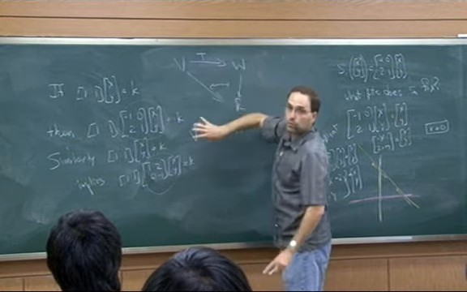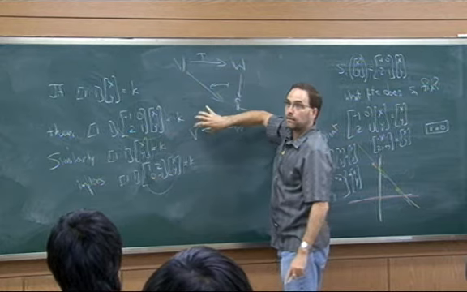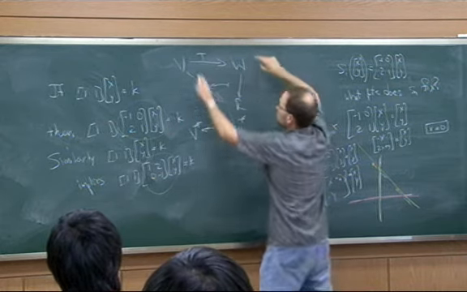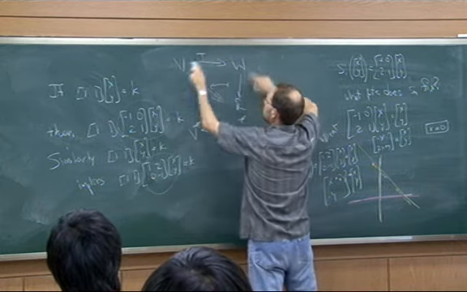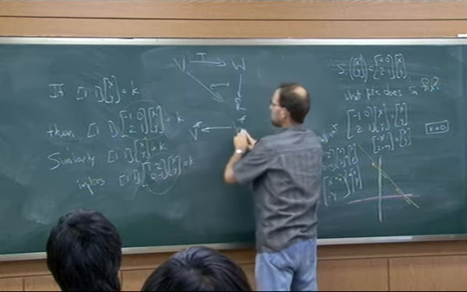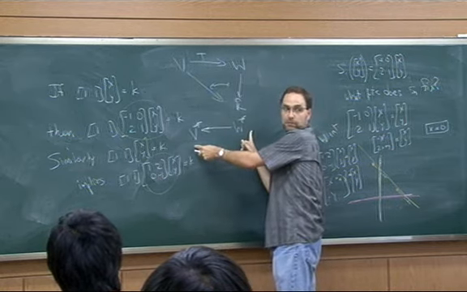Bases have natural dual bases. I could say a bit about that if I have some time, but given a basis here and a basis here, this is represented by a matrix. There's a natural dual basis. That means this has a natural representation as a matrix.